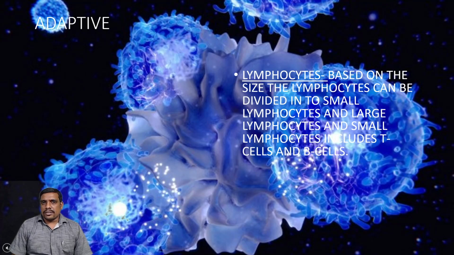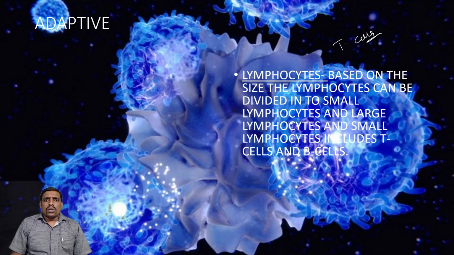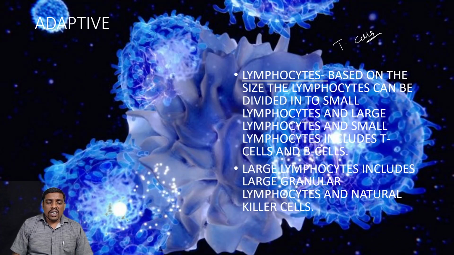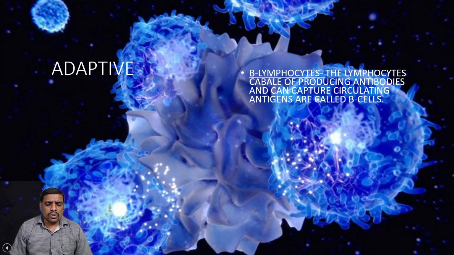Let us see about lymphocytes, nothing but T lymphocytes or T cells. T cells are nothing but T lymphocytes. Based upon size, lymphocytes can be divided into small lymphocytes and large lymphocytes. The small lymphocytes include T cells and B cells, and the large lymphocytes include large granular lymphocytes and natural killer cells. Here let us see how B lymphocytes and T lymphocytes look like.